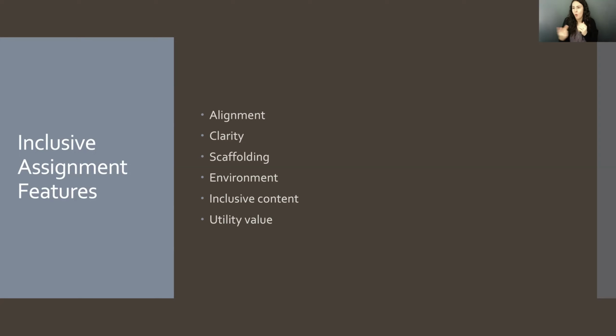Scaffolding is building lower stake assignments early on, again, something we're probably all familiar with, for later assignments. So it's not just this one big assignment at the end, but we have these incremental assignments along the way. And then lastly, environment. And this refers to the environment in which the assignment is given. How is it delivered? What does the assignment itself look like? And the article discusses stereotype threat, that some students, depending on the type of assignment or the environment in which it's given or how the assignment is delivered, may feel that it highlights race or ethnicity, gender, or privilege. And so being mindful of the environment and how the assignment is delivered and given.